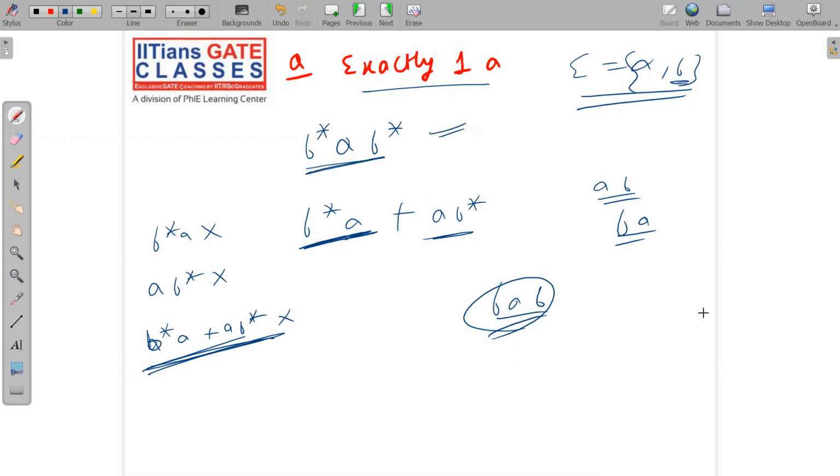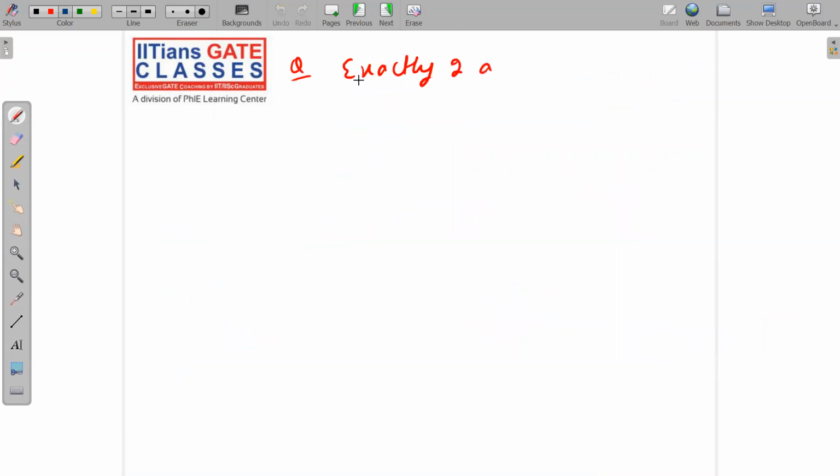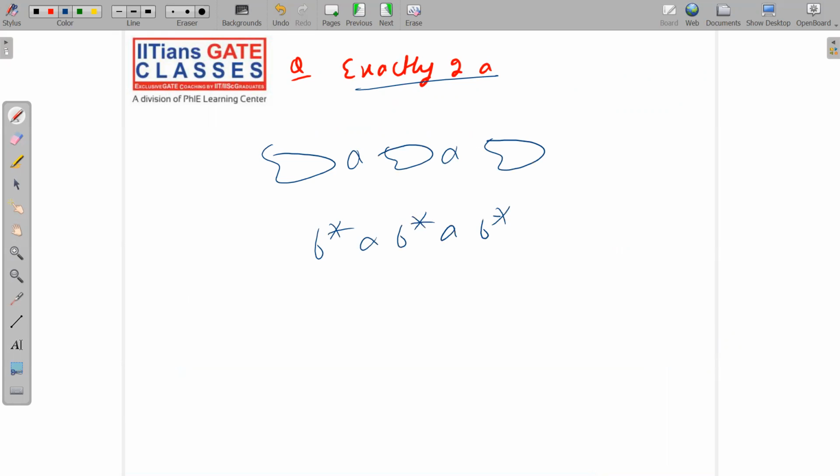Okay. So you should say it like this: any number of B's, then A, then again any number of B's. So that is nothing but B star AB star only. Next, exactly 2A. Now try to think yourself. Any number of B's, then A, any number of B's, then A, any number of B's. So B star A, B star A, B star.